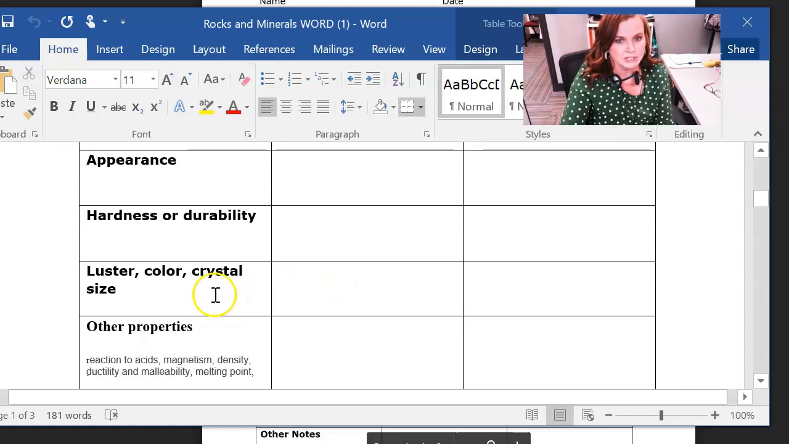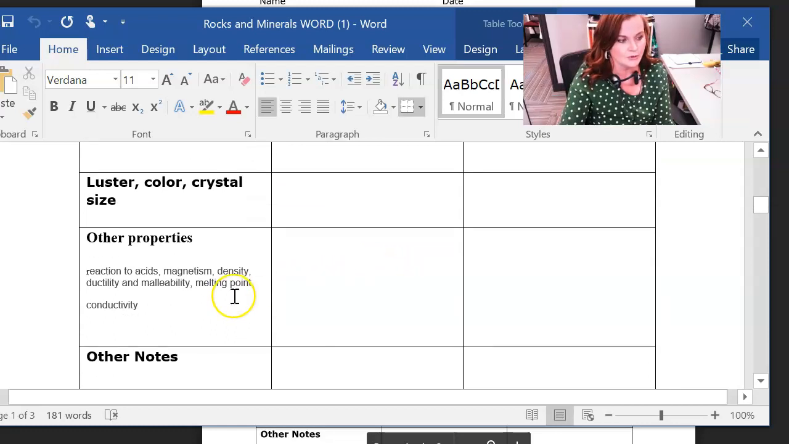Again, this one originally just said luster, but luster is specific for minerals, and rocks have multiple minerals in them. So in these two columns here, you're going to be discussing things like the luster, the color, crystal size. With rocks especially, we look at how large are the crystals and how easily visible are they. So other things that kind of go along with appearance, but more specific.